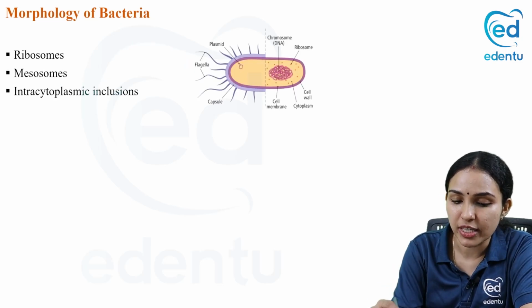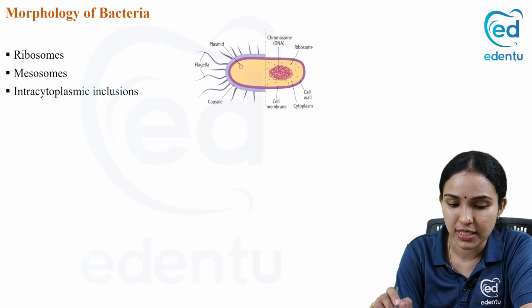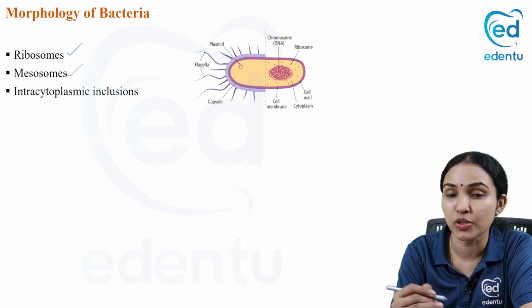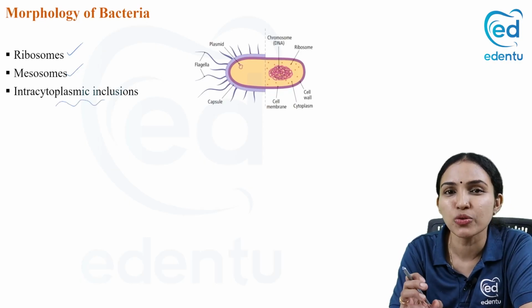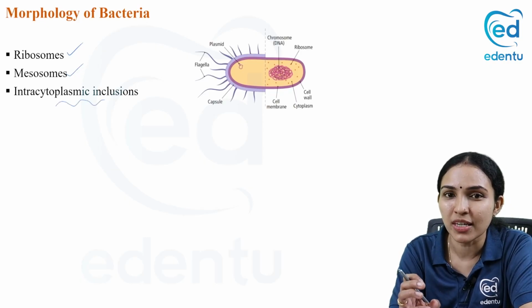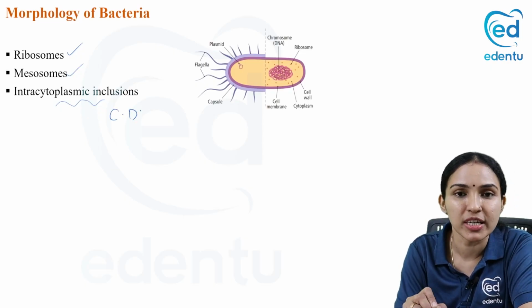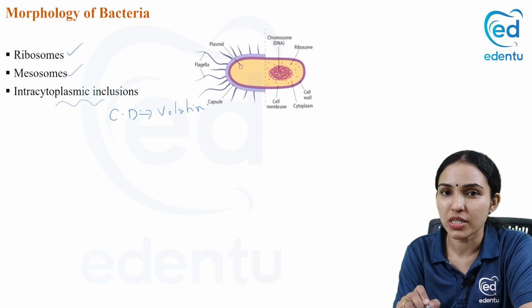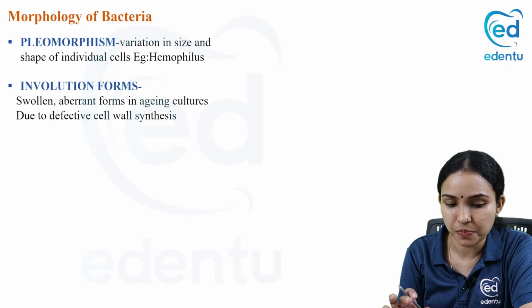And the last, ribosomes, mesosomes, and intracytoplasmic inclusions. These are the other organelles which bacteria have got. Ribosome for protein synthesis, mesosomes for respiratory enzymes, which is a counterpart of mitochondria in eukaryotes. And intracytoplasmic inclusions are storage granules where bacteria will store some energy for future use. Like in Corynebacterium diphtheriae, you can see certain granules. Those granules are called volutin granules. So that is an intracytoplasmic inclusion granule, which is seen in certain bacteria.